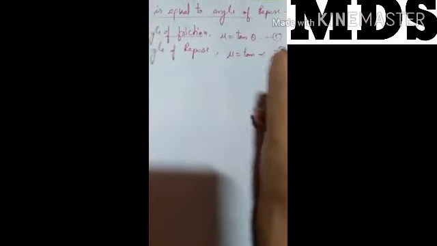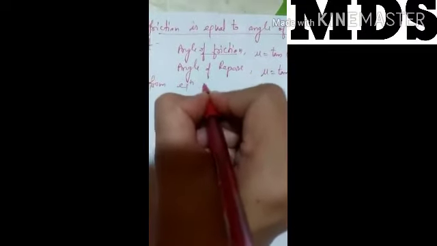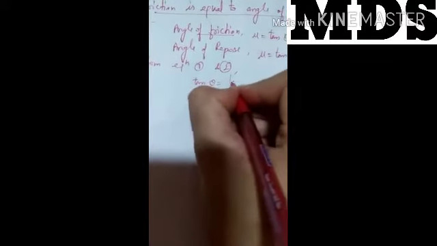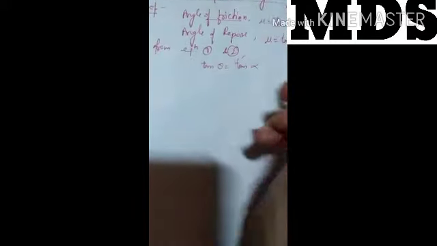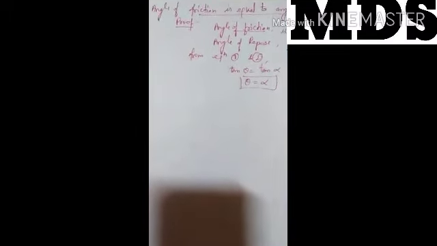Then from the first and second equations we can write tan theta equal to tan alpha. From this relation we can write that theta equal to alpha. Clear now? That is the angle of friction.